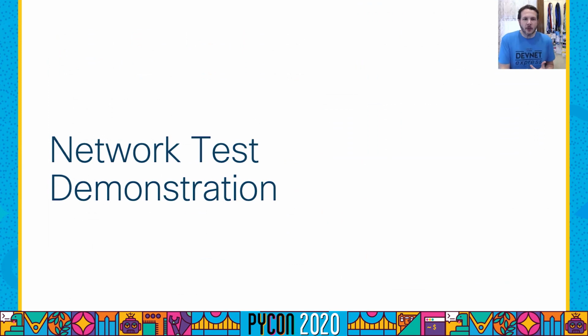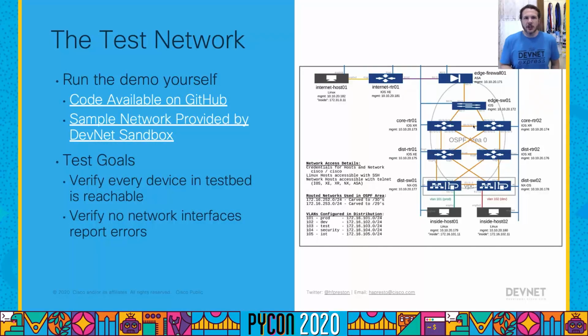Now with the basics underway, let's actually see this in action in a real live network test demonstration. For our demonstration here, we're going to be running against a network that looks like what we have up here on the drawing. So we have a fairly common three-tier network with an access distribution layer, a distribution router, a couple of core routers, and then off to the internet through a firewall. We've got some basic routing protocols configured, interfaces, and traffic flow. And this is a sample network that's provided by DevNet Sandbox.